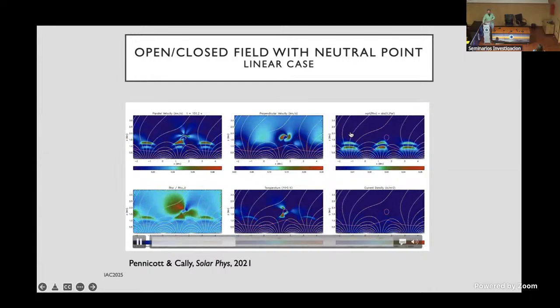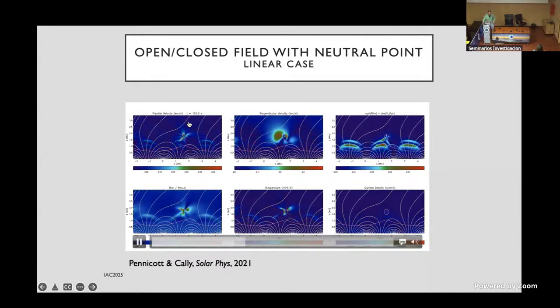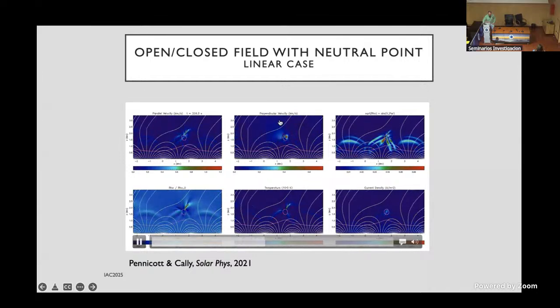By the way, these different frames, we're just looking at different things. So that's the parallel velocity. This is the perpendicular velocity. This is the temperature. This is the current density, etc. We don't need to worry about the details. You can look at any one of those, basically.